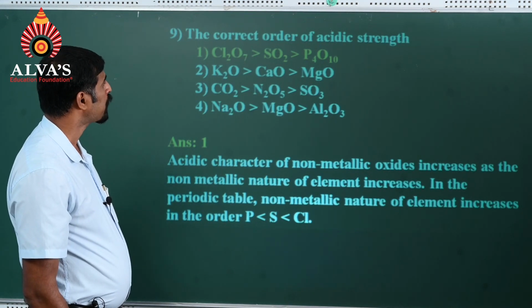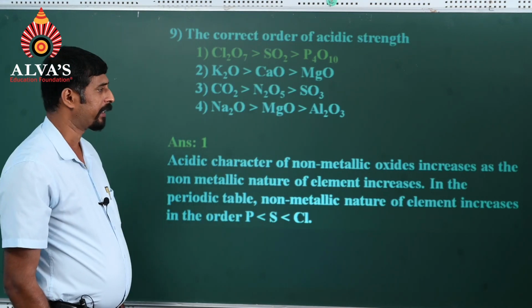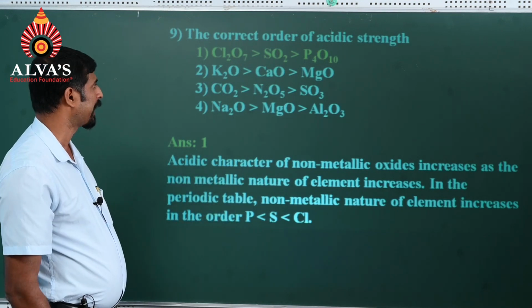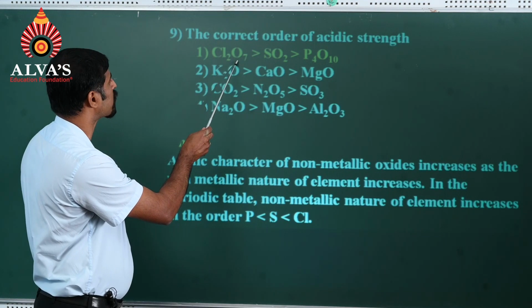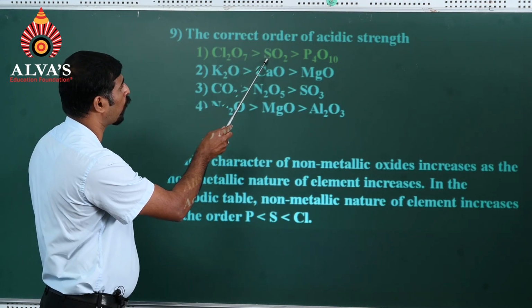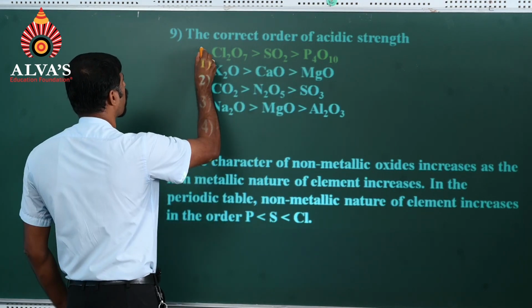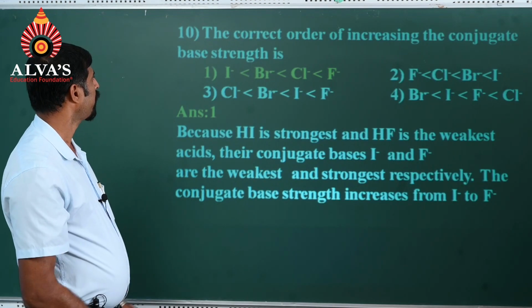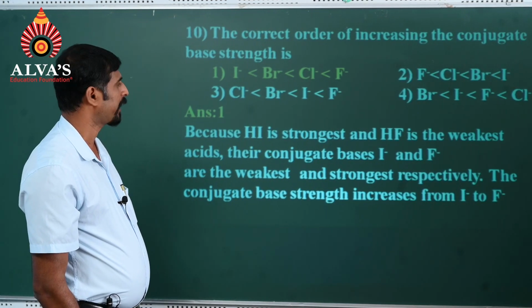The correct order of acidic strength. Now, the acidic character of non-metallic oxides increases as the non-metallic nature of the element increases. Therefore, if you consider this, Cl2O7 is a stronger acid than SO2, which is stronger than P4O10. Therefore, option first is the right answer. Next, move on to question number 10. The correct order of increasing conjugate base strength is.